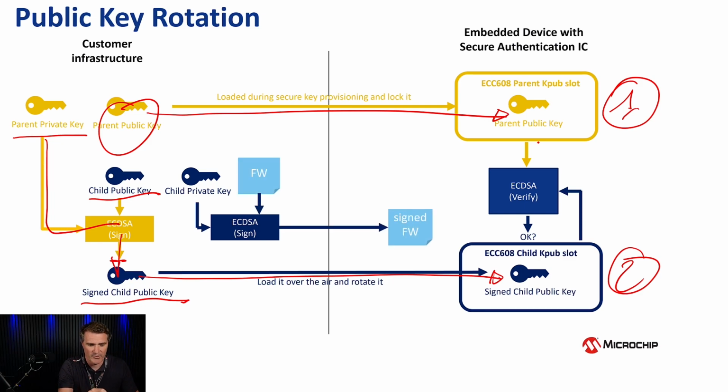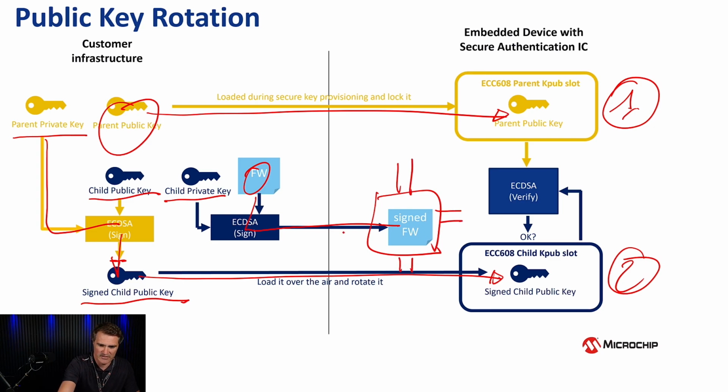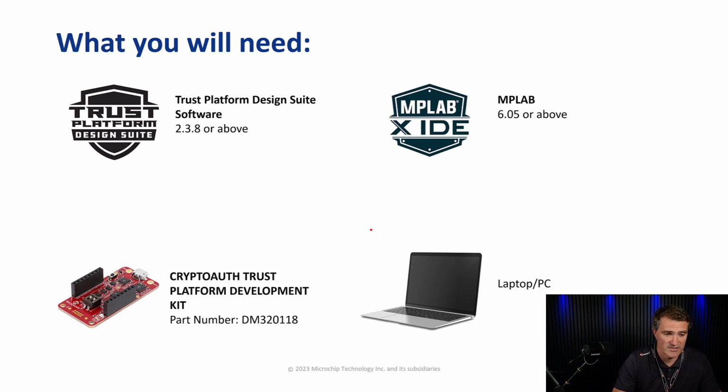Then you can start playing around with the private key of the child and use it to sign your firmware. Then you push this firmware into your microcontroller that sits right next to the 608. And then you have to verify that the firmware is legitimate.